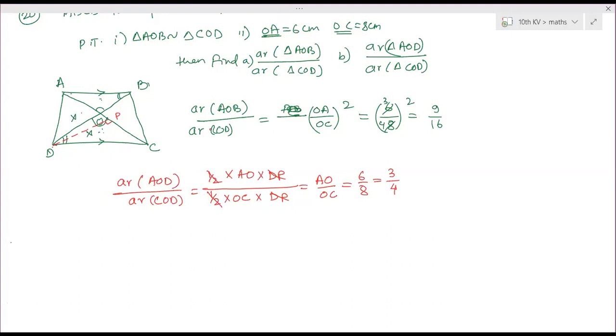So you have to finish all the remaining questions from 11 to 22. Out of that, 13, 16 and 20 we just solved. In tomorrow's class we'll start Pythagoras theorem.